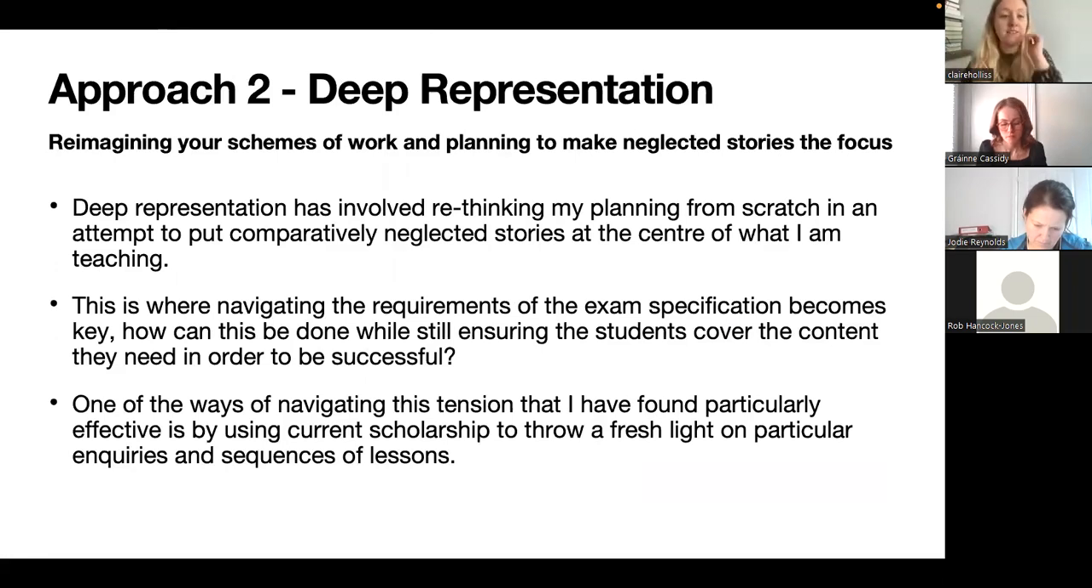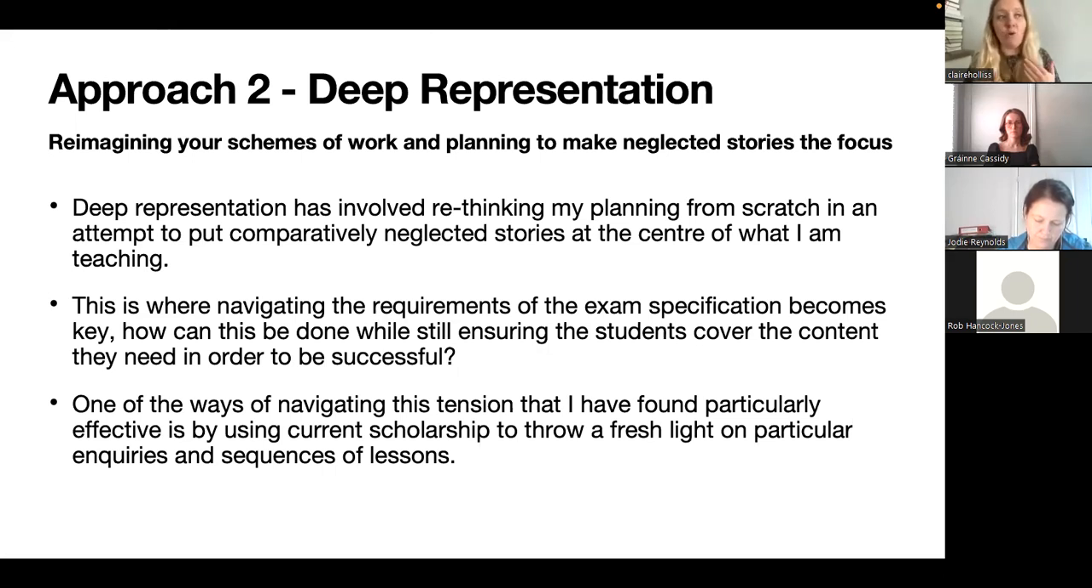The other approach I take is a little bit trickier, and this is something that I call deep representation. If you are looking at routine representation, you are taking your schemes of work and your specs, and you're going, okay, we're going to teach this as previously planned, but we're going to make some adjustments to bring in these underrepresented stories.